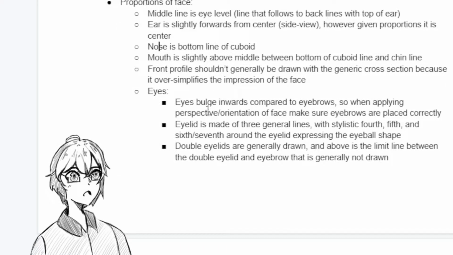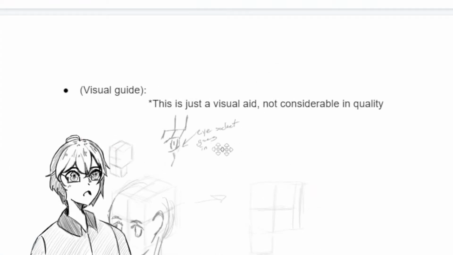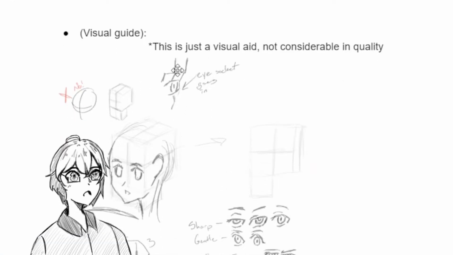As for the eyes bulge inwards compared to eyebrows, so when applying perspective or orientation of the face, make sure the eyebrows are placed correctly. As you can see in this example, the eyebrows are actually set a little bit to the left rather than directly above the eyes, and that's because the eyebrow actually lifts a little bit up and the eye is a socket, so it goes inwards. And so because of that, when we're at an angle, this eyebrow is actually going to sit a little bit off center from the eye when we're seeing it from a perspective. So these are important things to know if you want to draw more nuanced expressions and perspective.